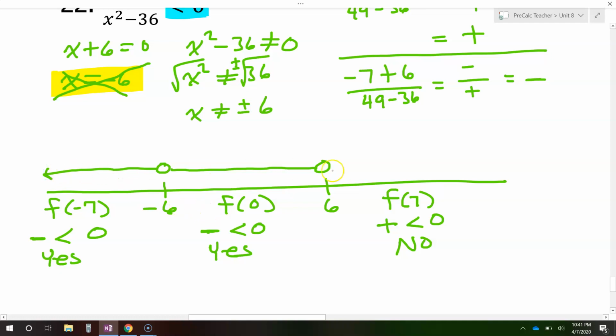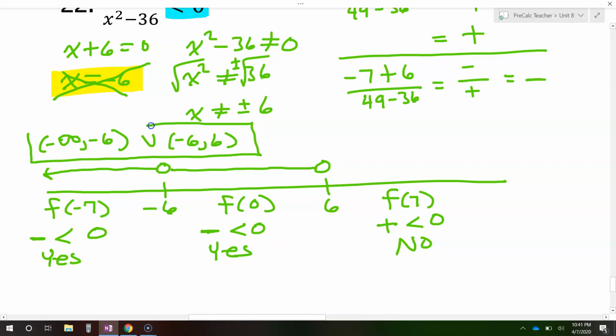Okay, so this is what our graph will look like. And now let's put that in interval notation. From this part right here, we have negative infinity to -6, then union, and then we have -6 to +6. So this interval notation is the solution to the entire problem.